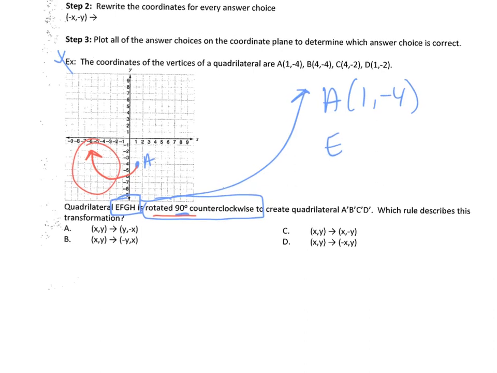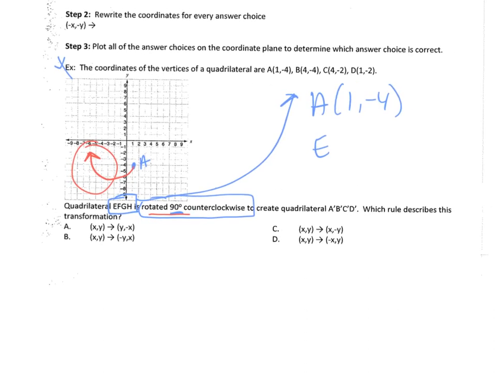So A says y, negative x. So that means negative 4 and 1. They flipped them around and they changed the sign in front of the 1. So negative 4, negative 1. Okay, so is that the right quadrant? Yes, let's check the other ones just to make sure.